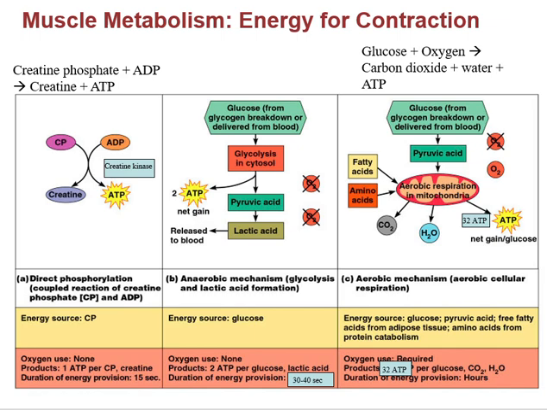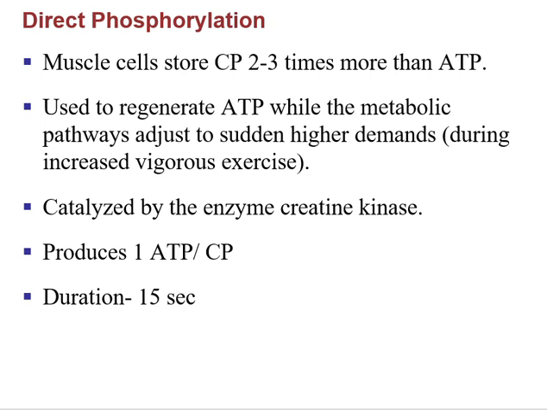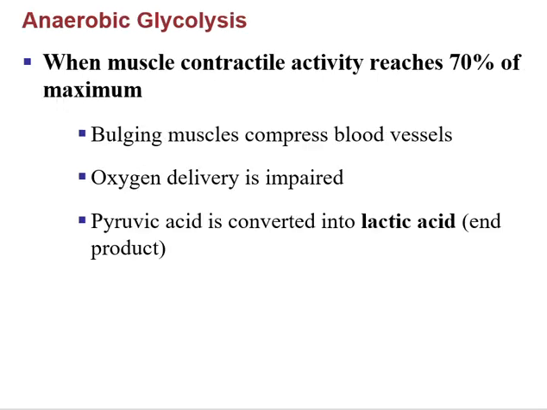Now, the downside is it takes hours. So sometimes muscles need ATP quicker. We might need to regenerate ATP while the metabolic pathways adjust to sudden higher demands, such as during increased vigorous exercise. Creatine phosphate is going to be a great resource for exactly that reason. Again, it produces 1 ATP per creatine phosphate and takes 15 seconds.